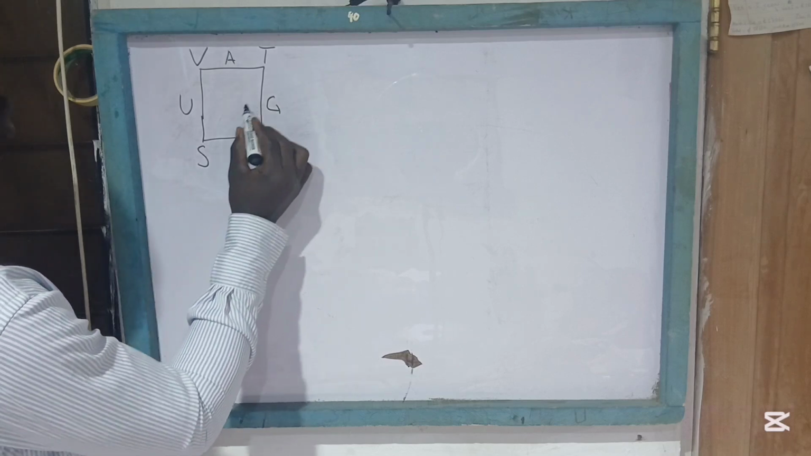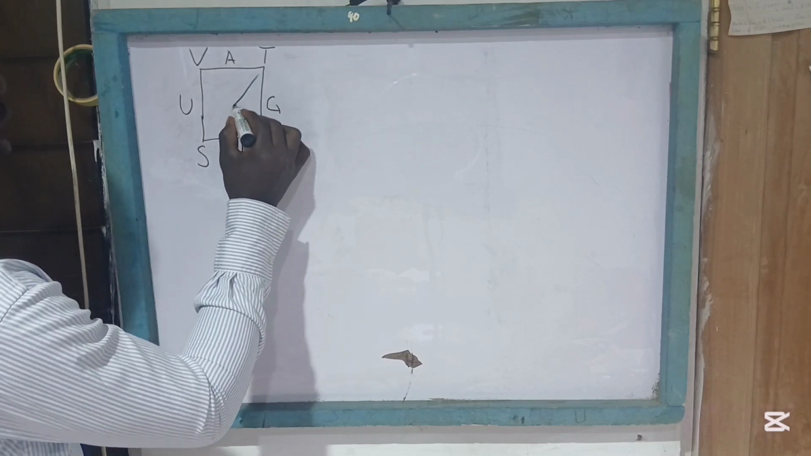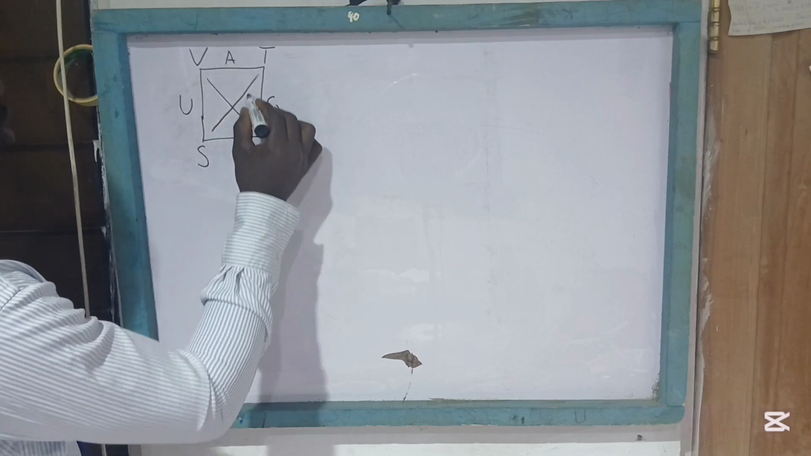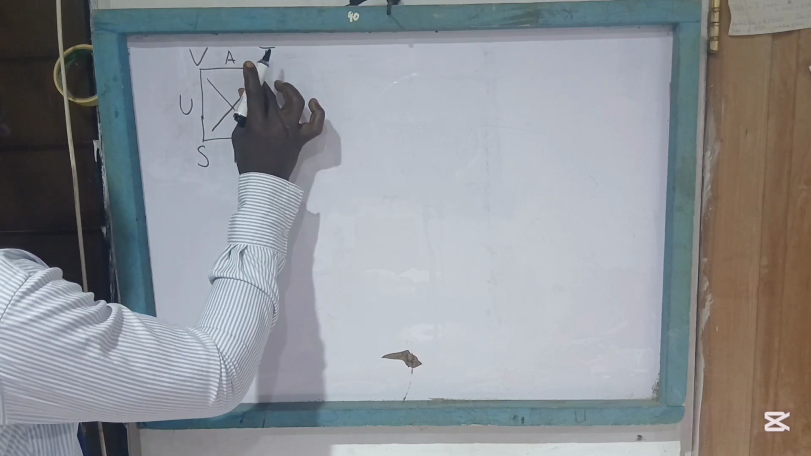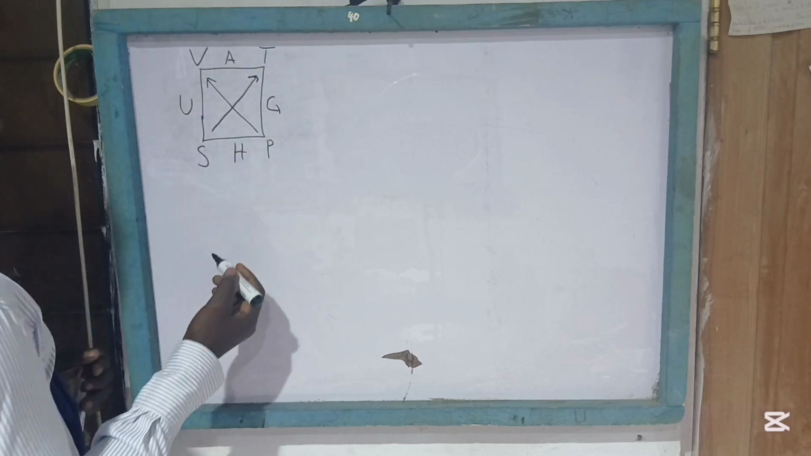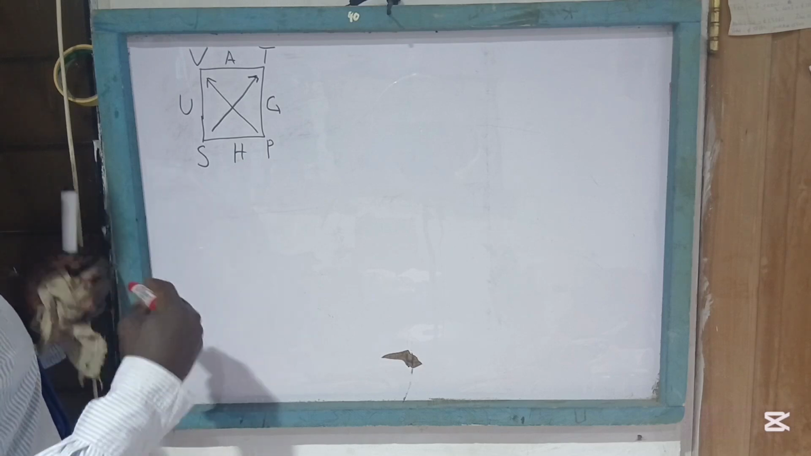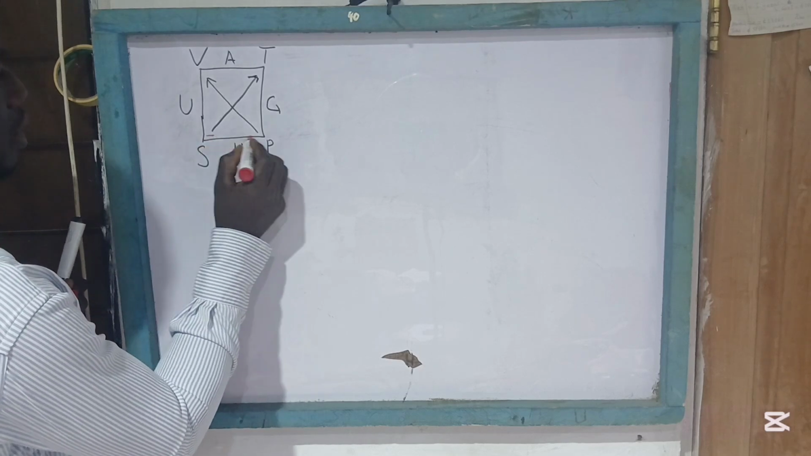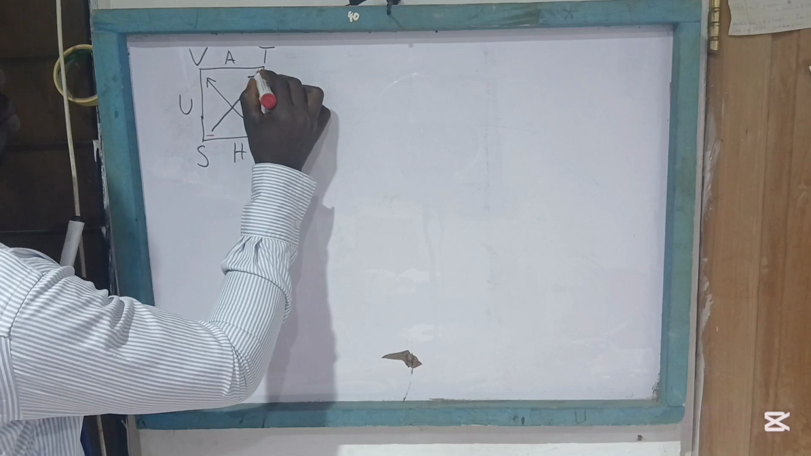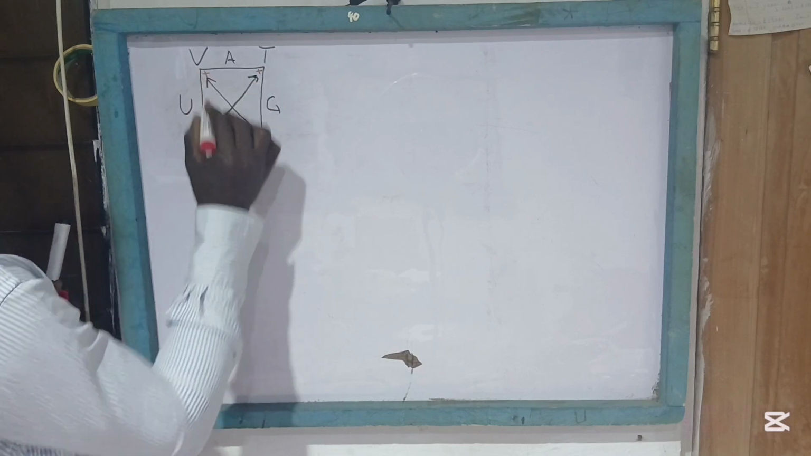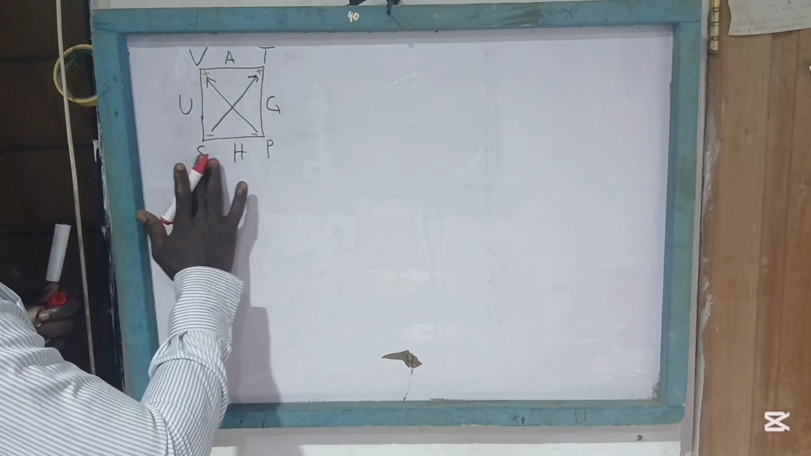Then now draw arrows facing upward. Then here, minus, minus, plus, plus, plus, plus, minus, minus.